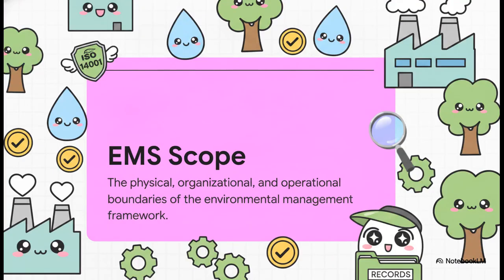You can think of the EMS scope kind of like the skin of a living organism. It represents the absolute physical, organizational, and operational boundaries of your entire framework. And guess what? Auditors immediately look right here for any significant environmental impacts that management intentionally tried to leave out, just to make their compliance a little bit easier.